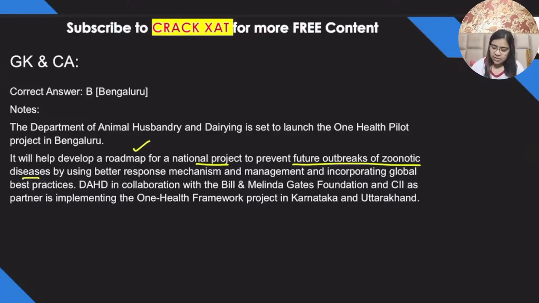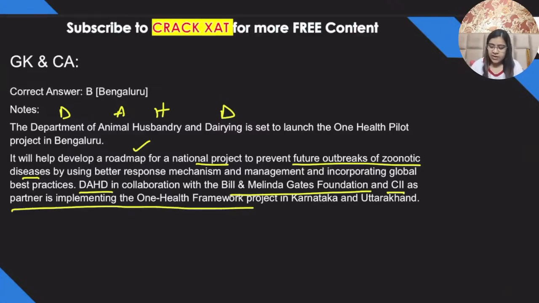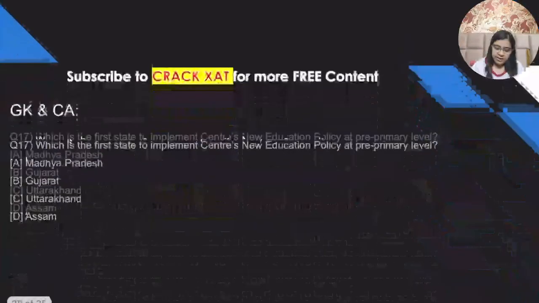the management and incorporating global best practices. DAHD, in collaboration with, okay, DAHD full form, DAHD, Department of Animal Husbandry and Dairying, okay, in collaboration with the Bill and Melinda Gates Foundation and CII as partners in implementing One Health Framework project in Karnataka and Uttarakhand. Okay, please remember this. All right.